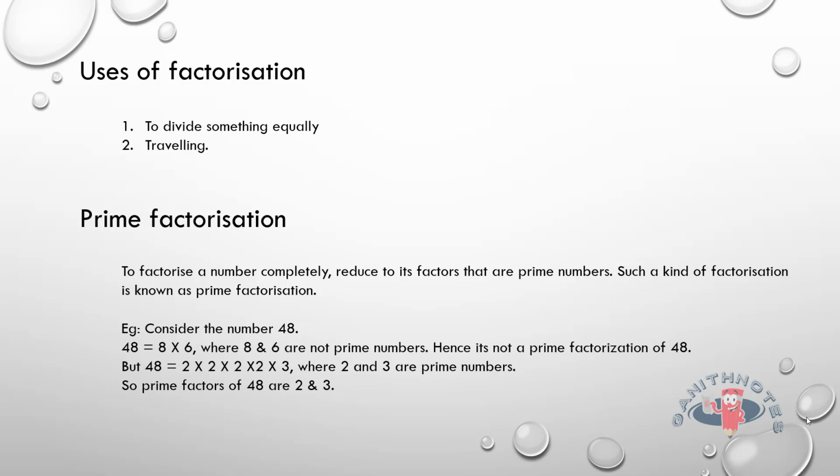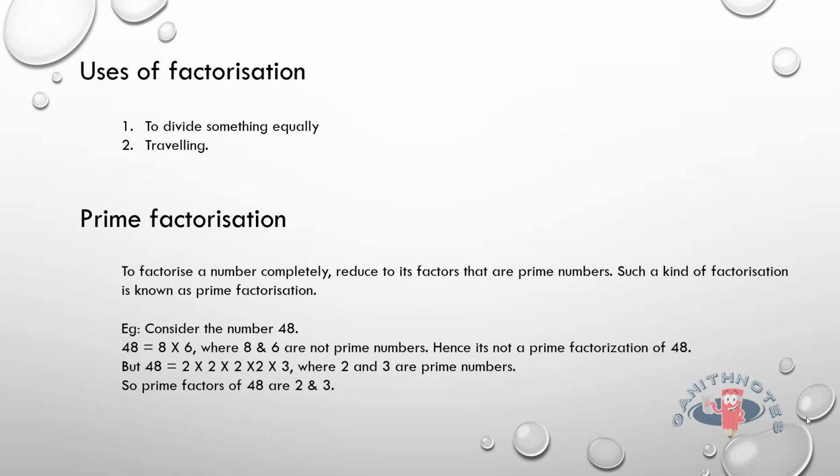The next topic is prime factorization. What is prime factorization? It is an extension of the factorization that we have seen earlier. In order to factorize a particular number completely, you have to reduce it into its factors which are prime numbers. Such a type of factorization is termed prime factorization. So how do you find the prime factorization if any number is given? You need to factorize that particular number in terms of the smallest quantities, and each of those quantities should be a prime number. Such a type of factorization is called prime factorization.